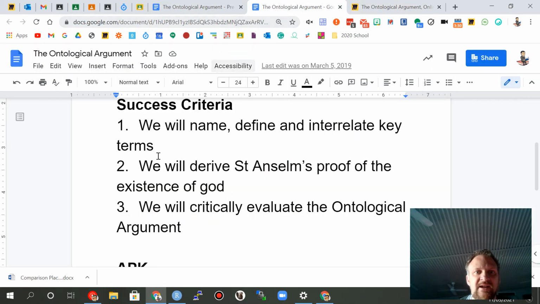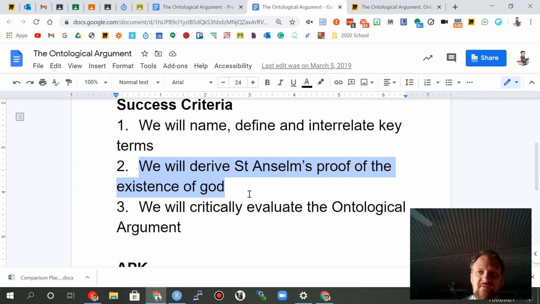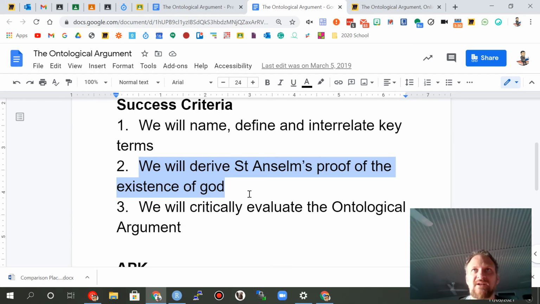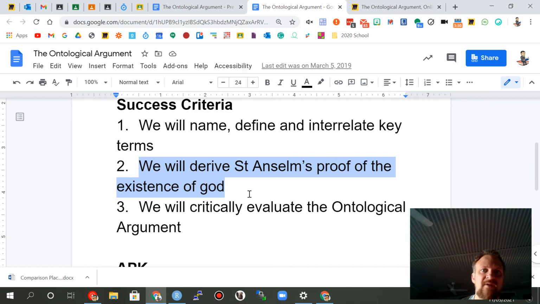Okay, so what have we done today? Well, have we named and defined and interrelated key terms? We certainly have. Have we derived a conclusion about what St. Anselm's proof of the existence of God is? Yes, he says God is the being of which nothing greater can be conceived. If you come up with the thought of an imaginary perfect being, that's not as perfect as a perfect being that exists. So therefore, God must exist, right? And that's reworded in Descartes' way by saying, God is the perfect being, in brackets, the being of which nothing greater can be conceived. Second premise, perfection implies existence. Conclusion, therefore God exists, right?